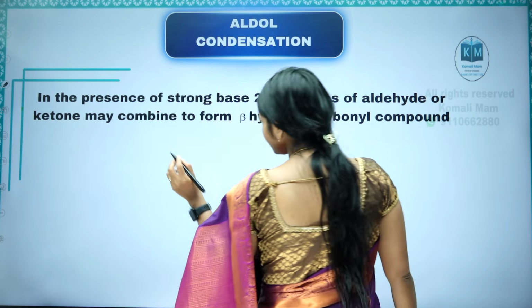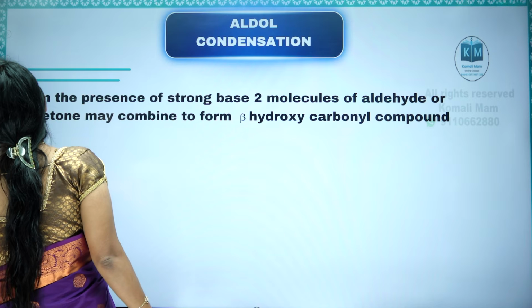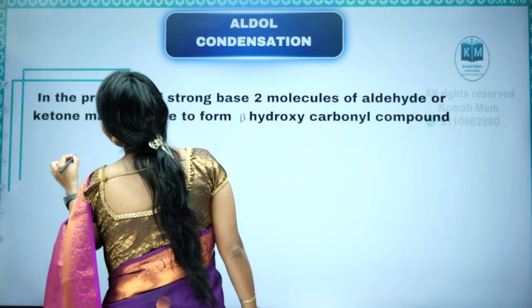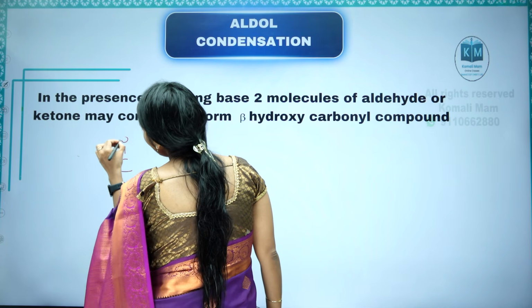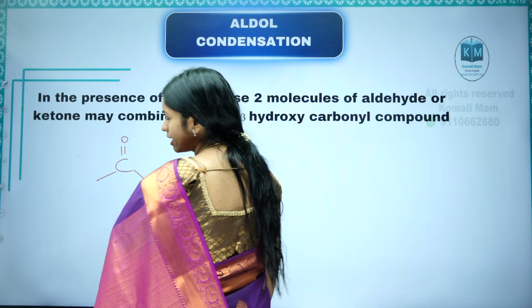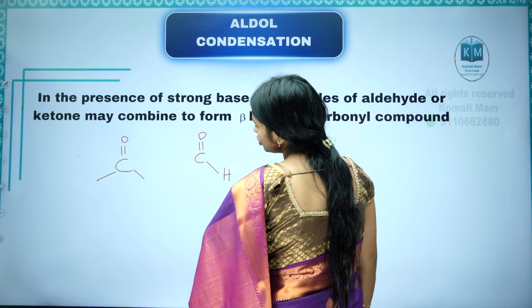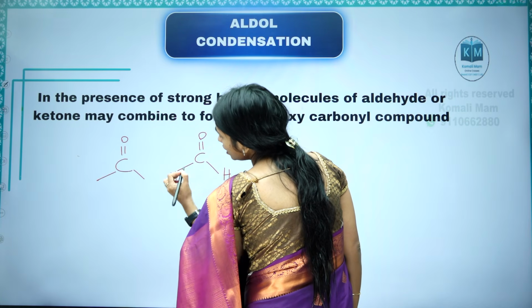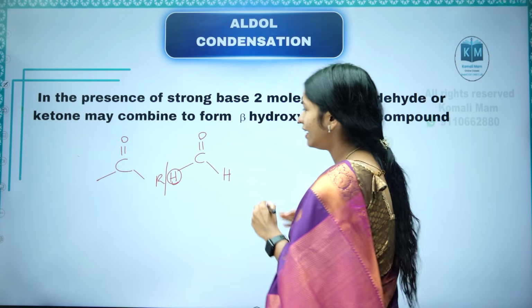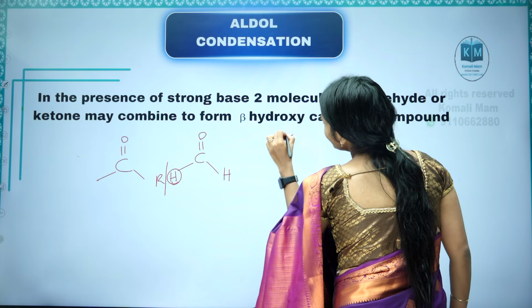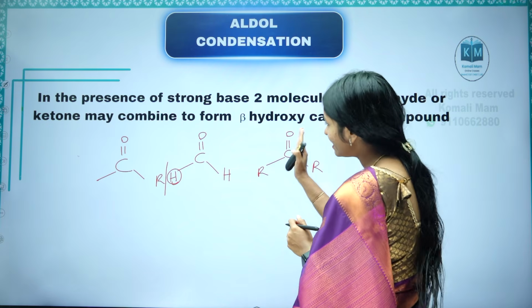For example, let me show you. First understand what is a carbonyl compound. C double bond O is a carbonyl compound. If on one side hydrogen is there, and on the other side either hydrogen or any alkyl group, it is an aldehyde. If alkyl groups are on both sides, either same or different, it is a ketone.